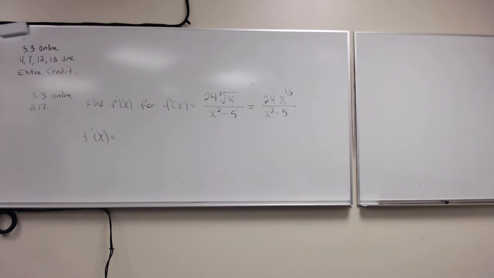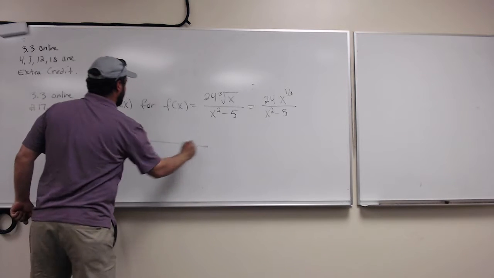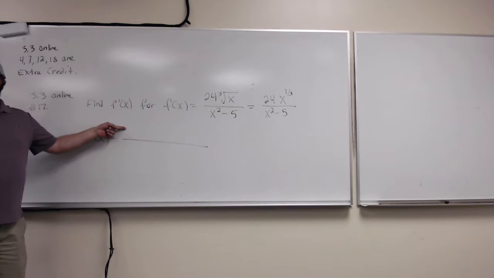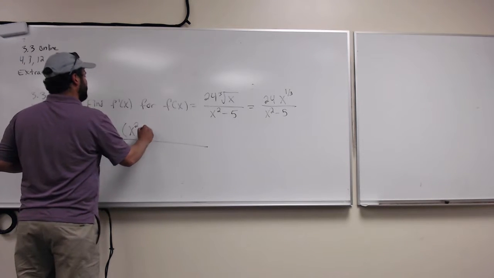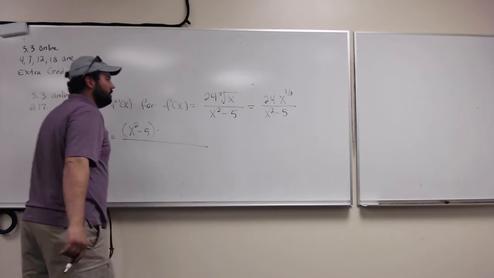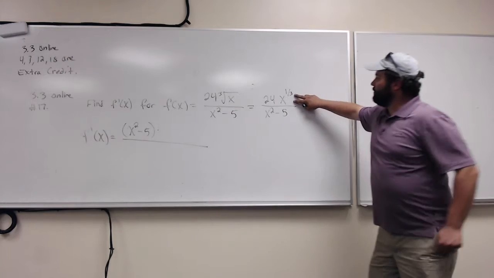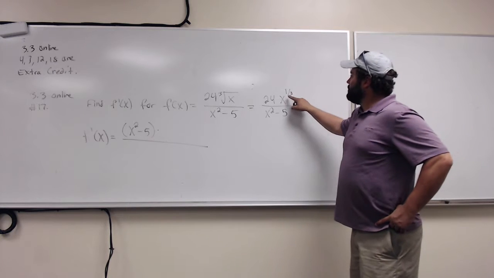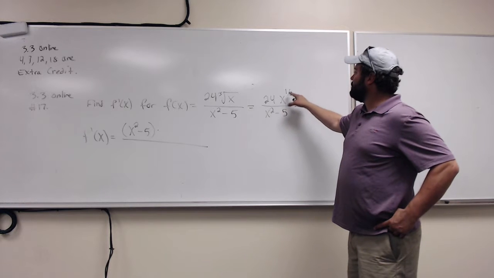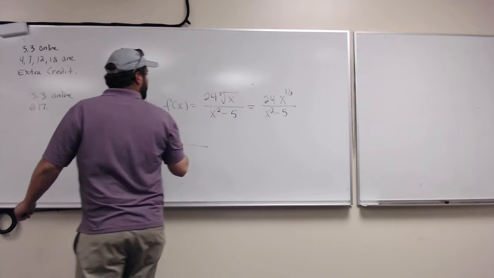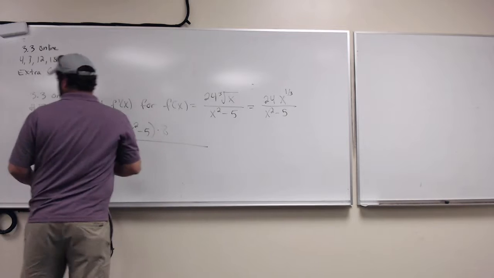Okay, so this is now a quotient, right? So we do the quotient rule. And the quotient rule says you're going to obtain, again, the derivative will be a quotient. And what do you start with in the numerator? The bottom. Always start with the bottom function. So you'll have x squared minus 5 times. And then you'll take the derivative of the top function. And it's just going to be pull the 1/3 out front, multiply by 24, and then do x to the next lowest power. 1/3 of 24 is 8.